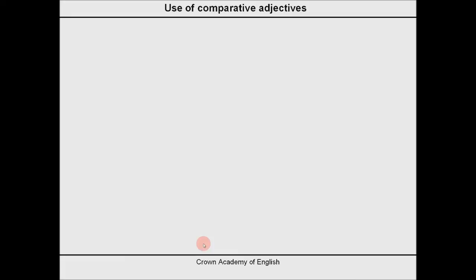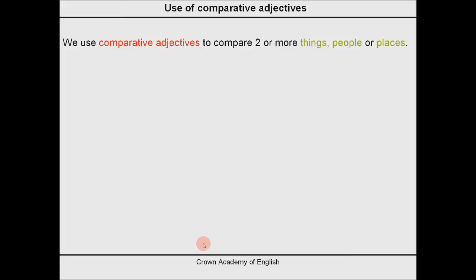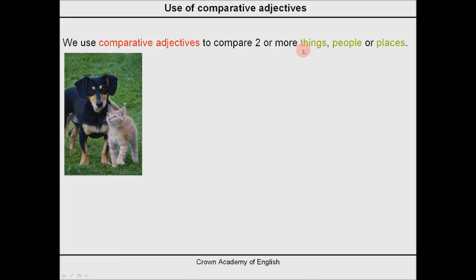Let's look at the use of comparative adjectives. We use comparative adjectives to compare two or more things, people, or places. So two or more. Example. The cat is smaller than the dog. So in green we see the two things, cat and dog, that we are comparing. And we are comparing the size, in fact. And we are saying that the cat is smaller than the dog.